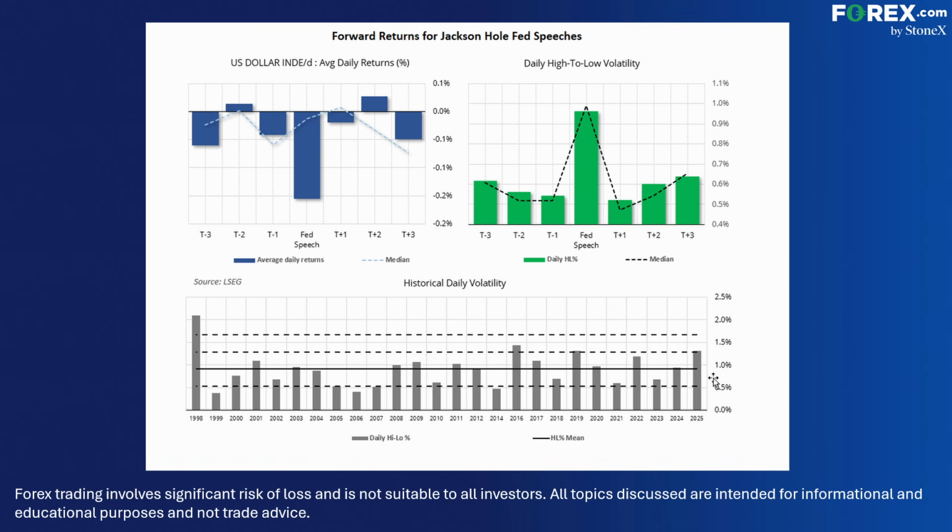If you look at the bottom chart, it shows the volatility of the dollar index on the day of the speech since 1998. And interestingly, we've got more prints here that are beneath one standard deviation of the sample. We've only got 3 or 4 that are at or above one standard deviation. So it's not like this is going to guarantee explosive results.